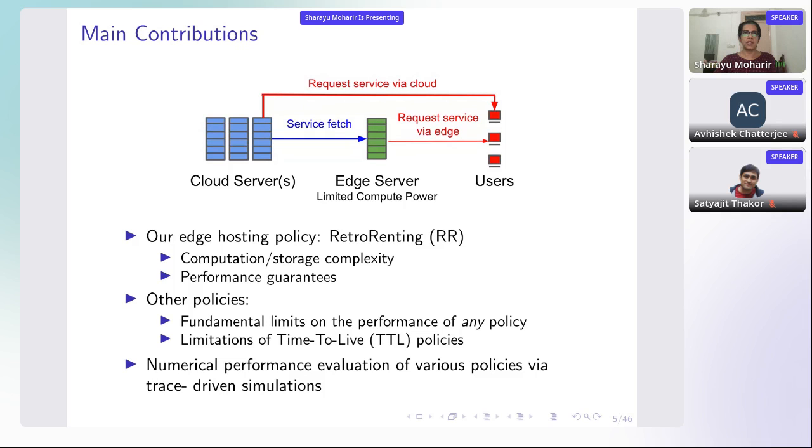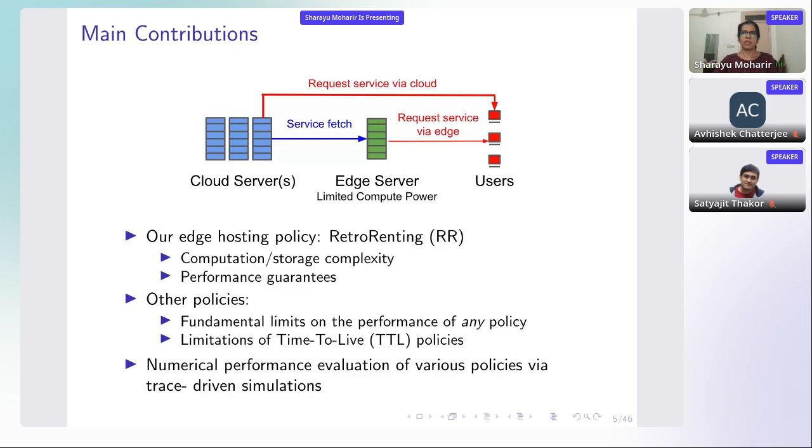Before I go into the details, I'll walk you through the main contributions of the first part of this talk. We propose an online hosting policy. We call this policy retro-renting. And we characterize its performance both in terms of computation and storage complexity, as well as how much cost this policy incurs. We look at some other natural candidate policies like the time to live policy and characterize its performance as well. And in addition to this, we characterize the fundamental limits on the performance of any online deterministic policy for this setting.